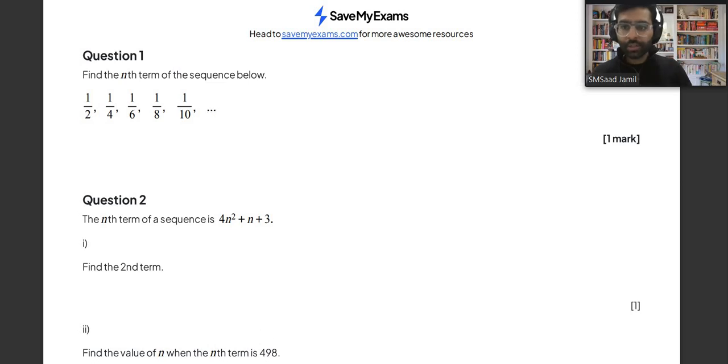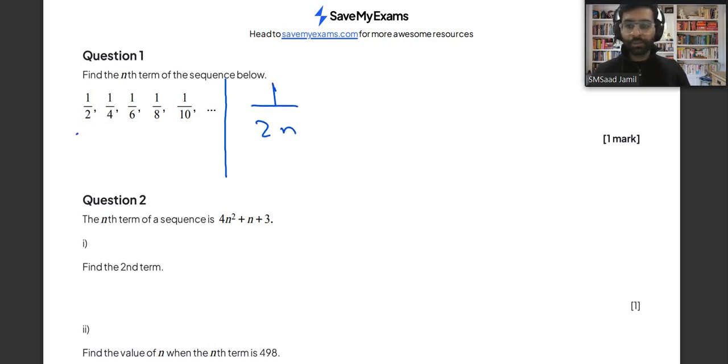If you look at it, the numerator throughout remains the same, 1. Numerator is 1 only. Alright, and the denominator is increasing by twice: 2, 4, 6, 8. Okay, this means the term is 1 upon 2n.